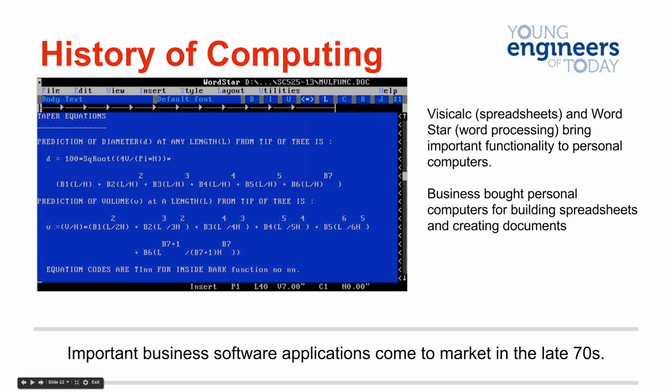So that's a little bit about personal computers. And now we have VisiCalc spreadsheets and WordStar word processing bring important functionality to personal computers. So because of spreadsheets, because of word processing, which we use Excel and Microsoft Word, businesses now want to start using it. Because businesses are buying such large bulk of them to use for building spreadsheets and creating documents, it helped the market in the late 70s to make computers cheaper, because people are investing money and time into them because they're actually wanting that.